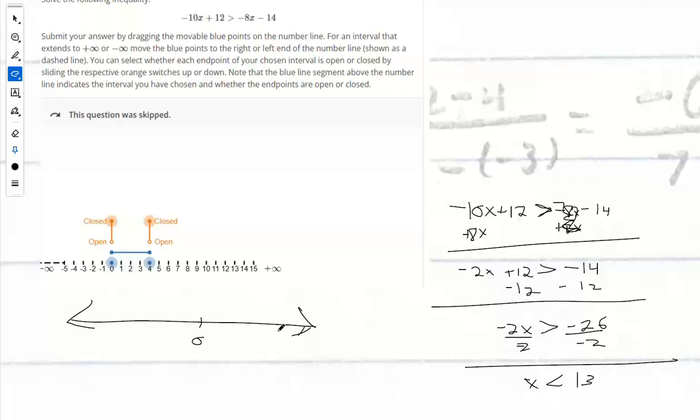So here's 0. Here's 13. In Newton, you want to move this switch down to open. And then you want to point the blue line all the way over here until it hits infinity, because it needs to be all numbers less than 13.